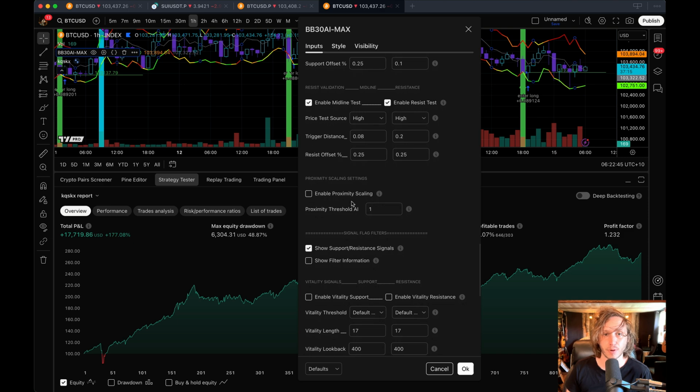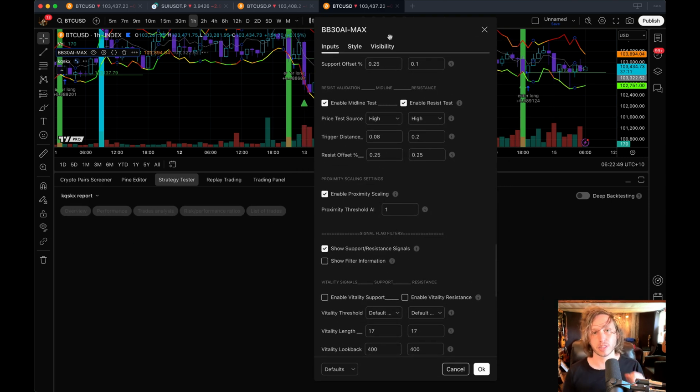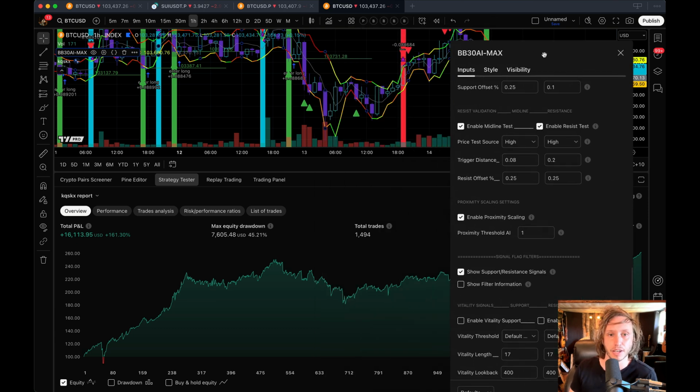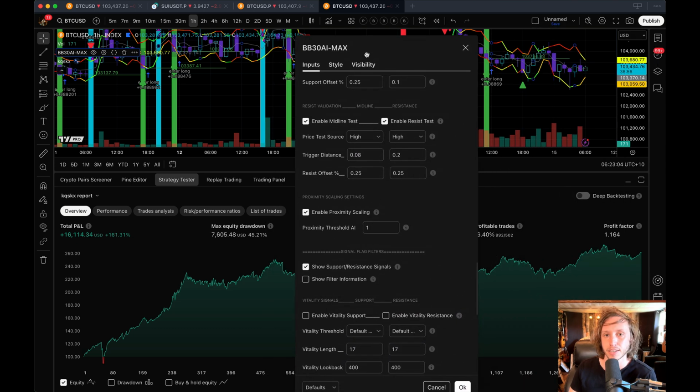The last thing to look at is proximity AI, which gets a little bit more into the machine learning side of it, and I find that I actually don't use this. I've only built a few strategies with this so far because it's a new tool. I have not used it very often recently, but it does now give me a little bit more trades, and it might be helpful, might not.